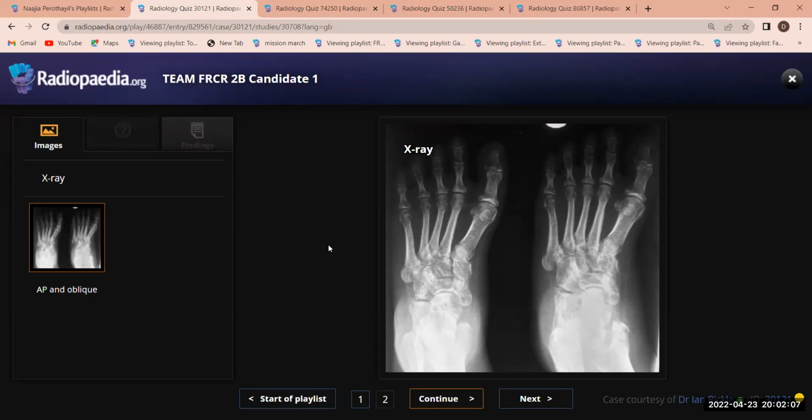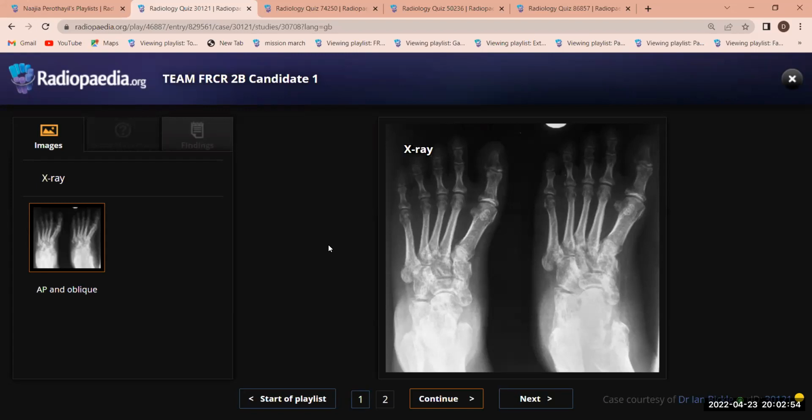The changes appear to be bilateral and symmetrical. Now I'm looking for any erosions, which I am unable to appreciate. Do you think these are bilateral feet, or the same foot? The same. Okay. There is some overlying soft tissue swelling at the level of the joints, and I don't see any evidence of acroosteolysis. There are no erosions and the joint spaces appear to be maintained.